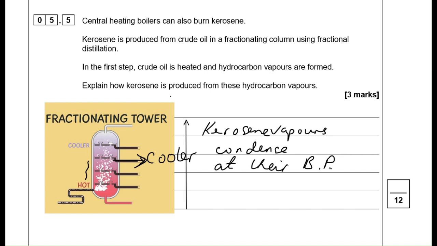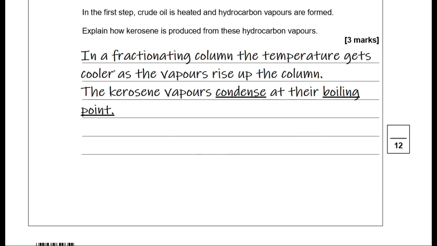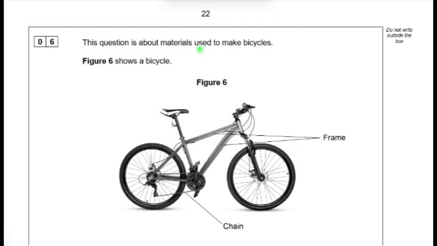So in order to get 3 marks for this question, we're going to write: in a fractionating column, the temperature gets cooler as the vapours rise up the column. The kerosene vapours condense at their boiling points. So to get our marks, we must have a mark for saying that the column is cooler at the top, and a mark for condense, and a mark for boiling point. 3 marks. Over the page, question 6.